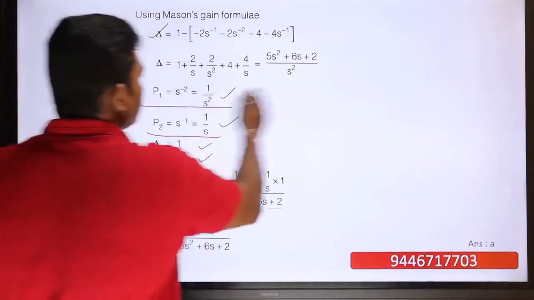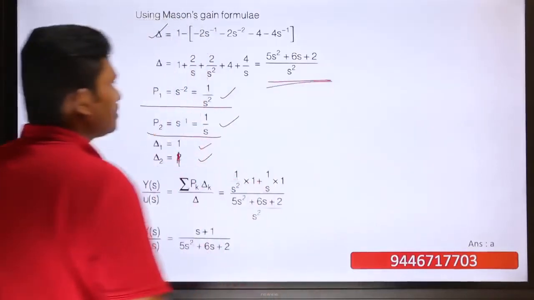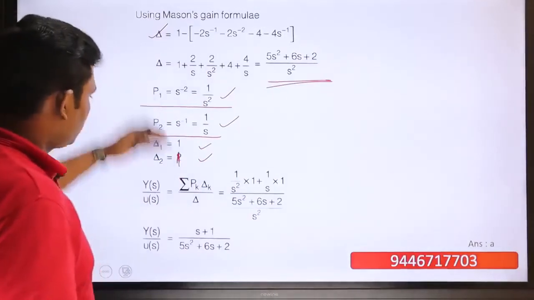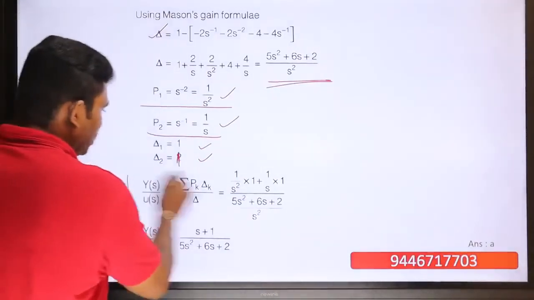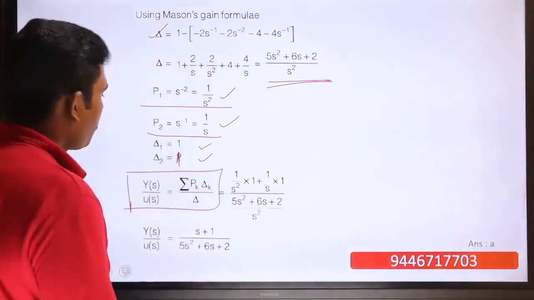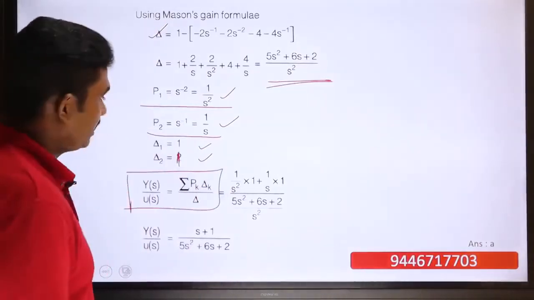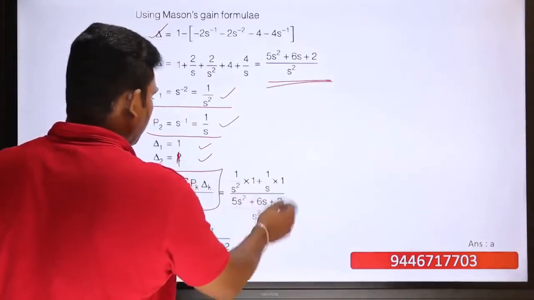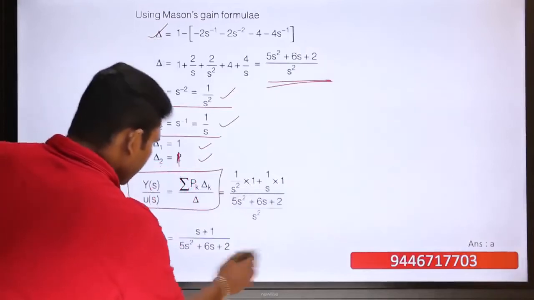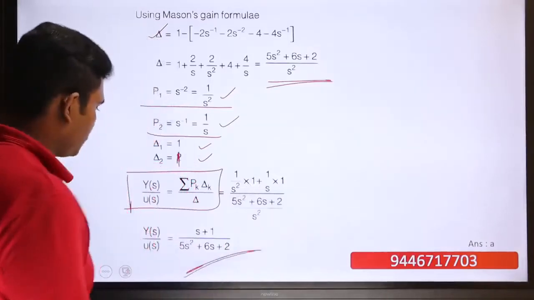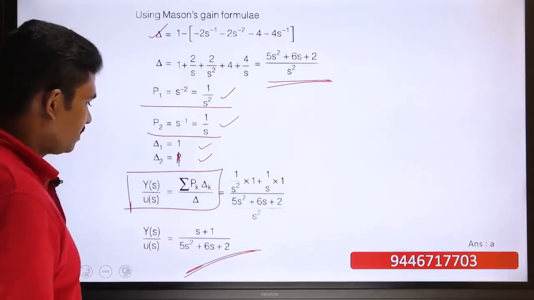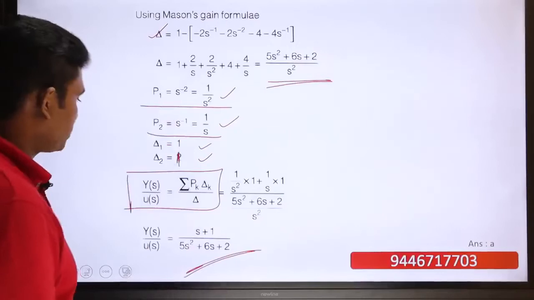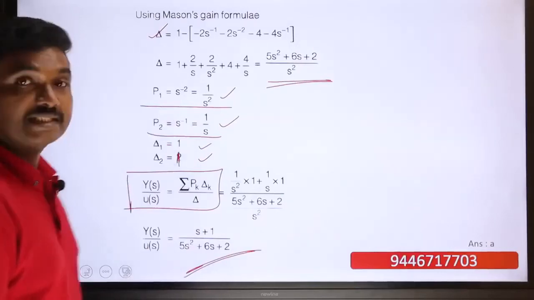So reducing the expression, we will be getting the value of delta as 5s square plus 6s plus 2 divided by s square, and putting all these values into our Mason's gain formula, y of s divided by u of s is equal to sigma pk delta k divided by delta. So it is P1 into delta 1 plus P2 into delta 2 divided by delta, which makes y of s divided by u of s equal to s plus 1 divided by 5s square. So you will have to reduce this expression and you will get the answer as s plus 1 divided by 5s square plus 6s plus 2.